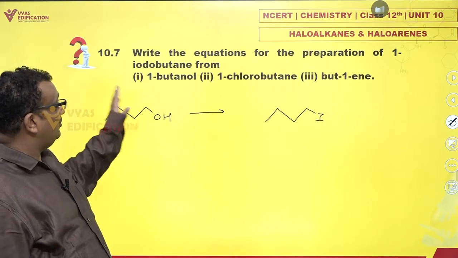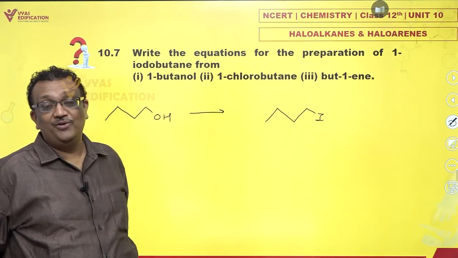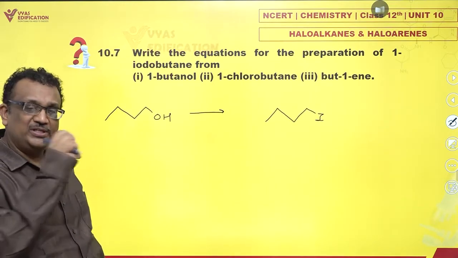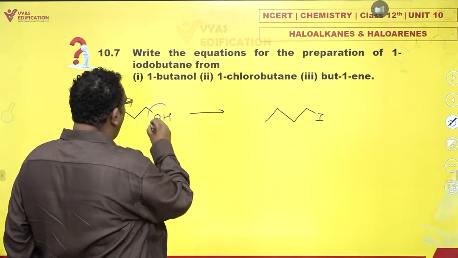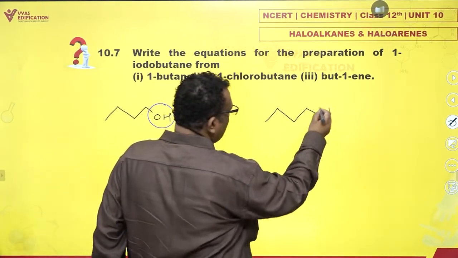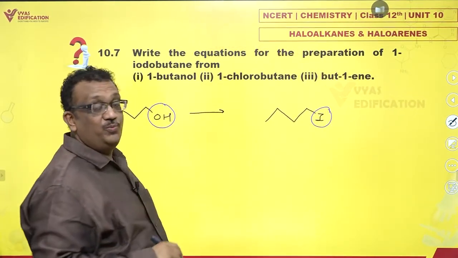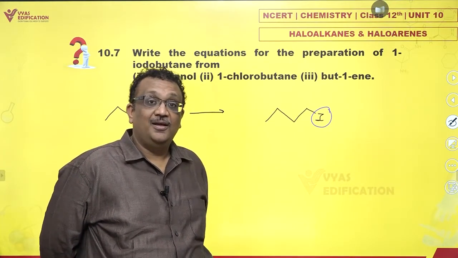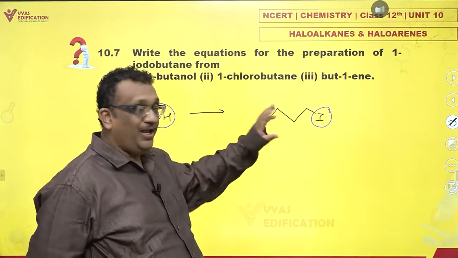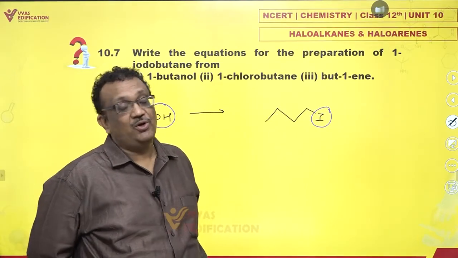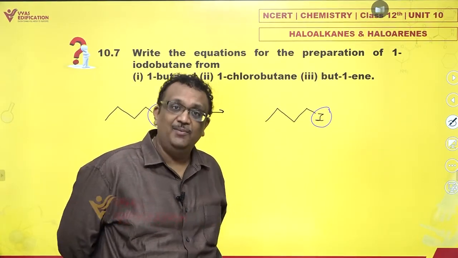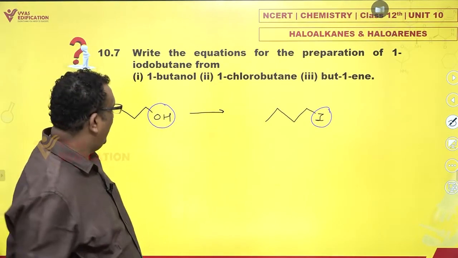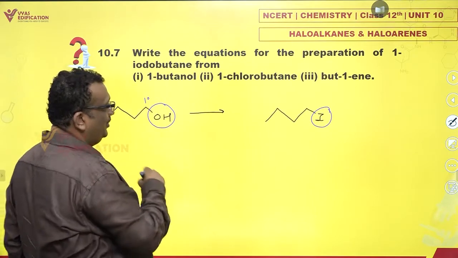Now, when you look at question number 1, there are two very interesting routes. First of all, notice what exactly is happening. You are substituting OH by I. So, it has to be a substitution, right? Not just that, iodine would be available as I minus. So, it seems like nucleophilic substitution, and this is a primary carbon.